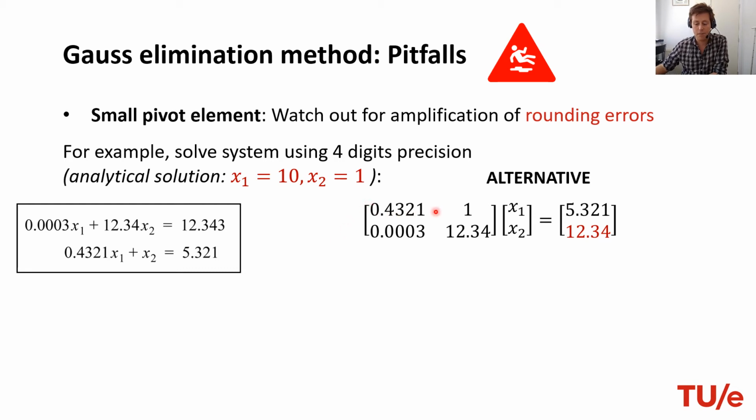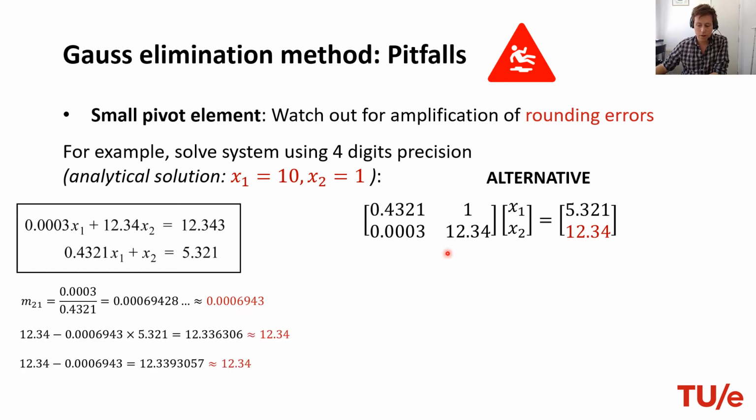So now this pivot element is, well, much larger than this one, and it's of the same order of magnitude as this element of 1. So let's do then a forward elimination on this. Well, again, we compute the ratio of these two numbers, so the one we want to eliminate with the pivot element, and round it to 4 digits. Well, this is 0.006943. We compute then what this element in B will be, and there is rounding error.